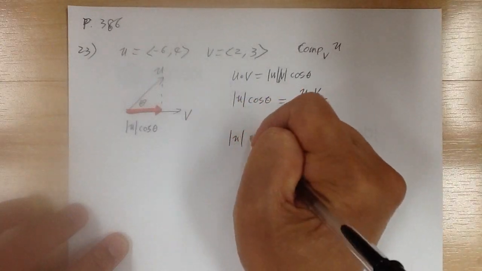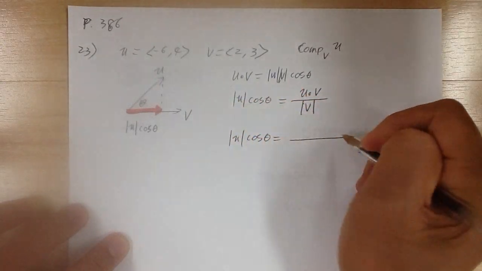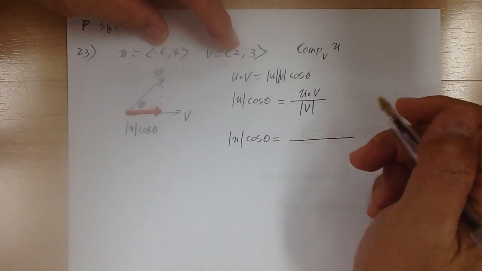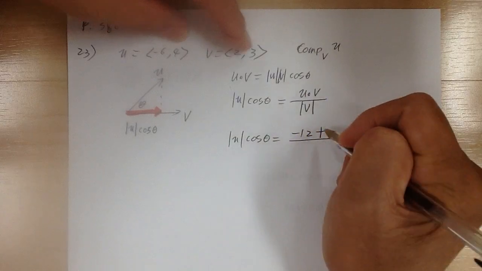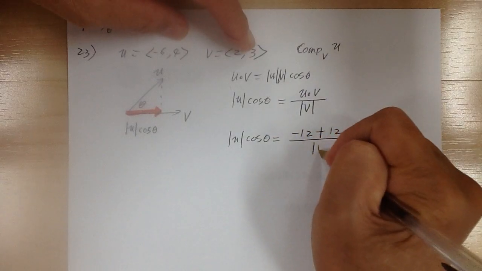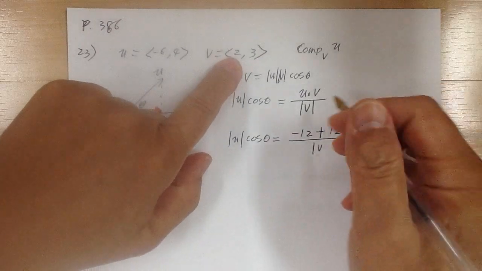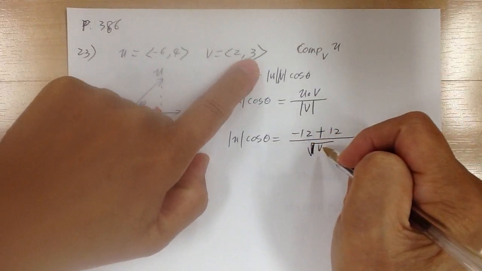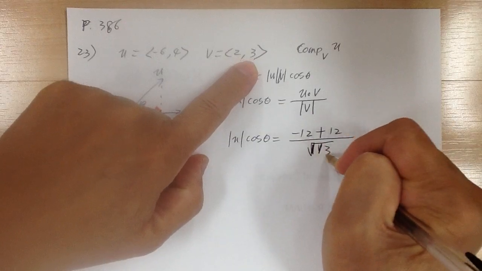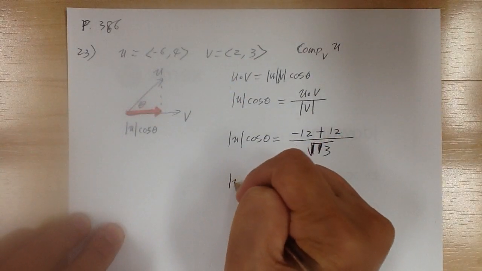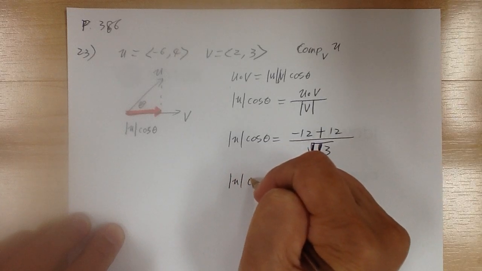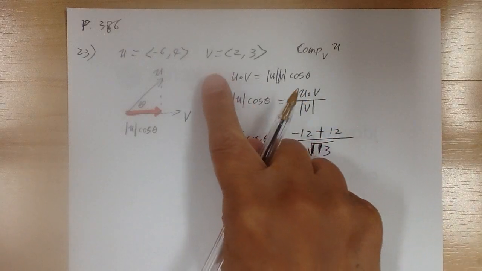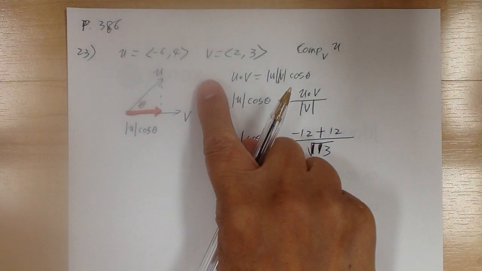So you have to dot this together. You need to know how to do the dot product. So multiply, this would become -12 plus 12, over the magnitude of v. This would be the square root of, use your Pythagorean theorem, 4 plus 9, which gives you 13. But notice that the numerator equals 0. So that means these two vectors are orthogonal.